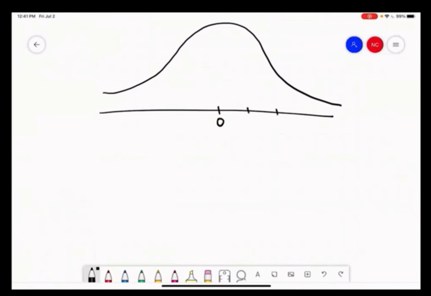And then the first way that we can label this is just by using standard deviation units, in which we could say this is +1 standard deviation, +2, +3, -1, -2, and -3 standard deviations from the mean.